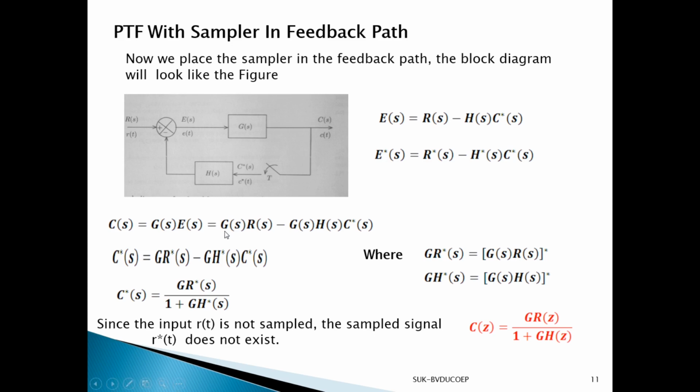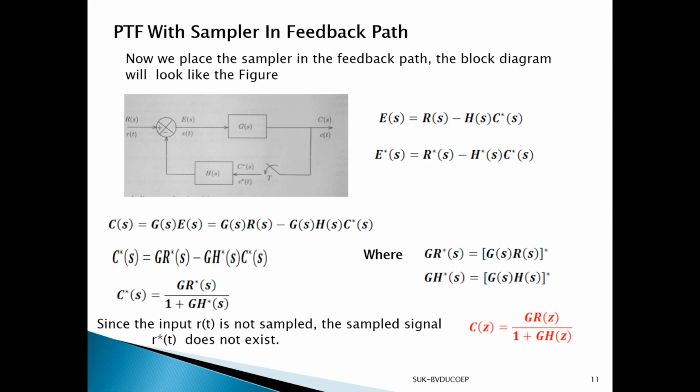this multiplication, and there is no sampler, so G R star S, and there is G H S multiplication directly and then sample. So G H star S into C star S. So C star S is equal to G R star upon 1 plus G H star. So G R star S equal to G S R S star. So we get the C Z, G R Z upon 1 plus G H Z.